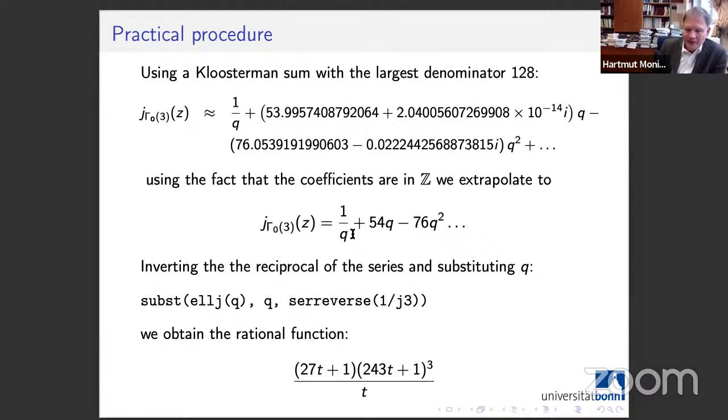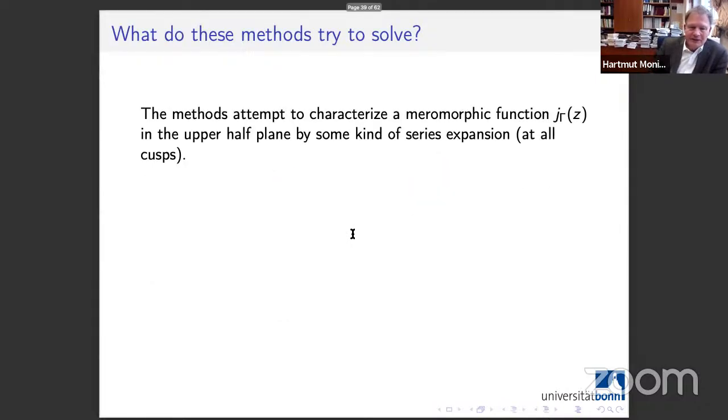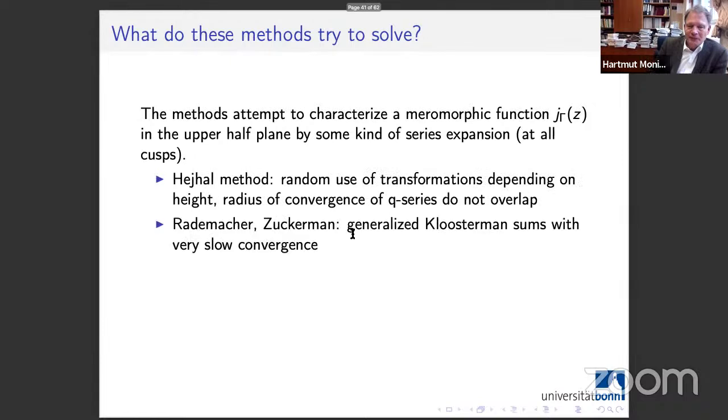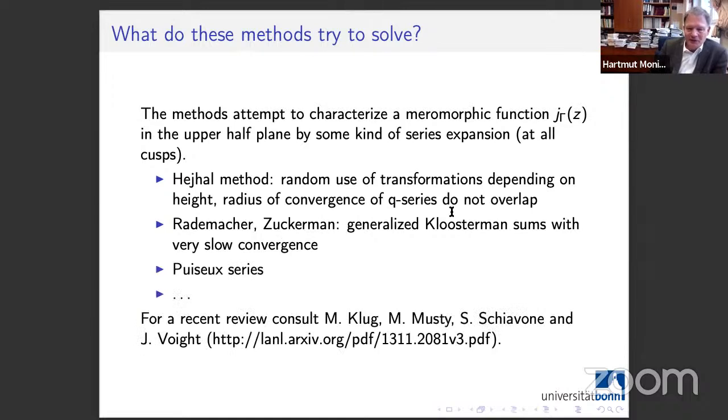Now, this is yet another method which I'm going to explain. So what are these methods trying to achieve? What we are trying to do is to characterize the meromorphic function J gamma in the upper half plane by some kind of series expansion at all cusps. And Hedgehog basically does a random transformation, depending on height, and the radii of convergence of the q series do not necessarily overlap. Rademacher and Zuckerman, you can use a generalized Kloosterman sum with very slow convergence. You could use other series.